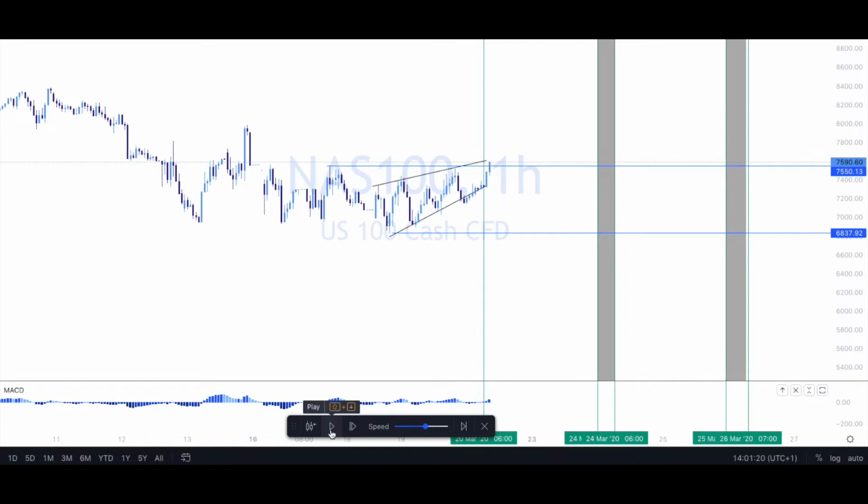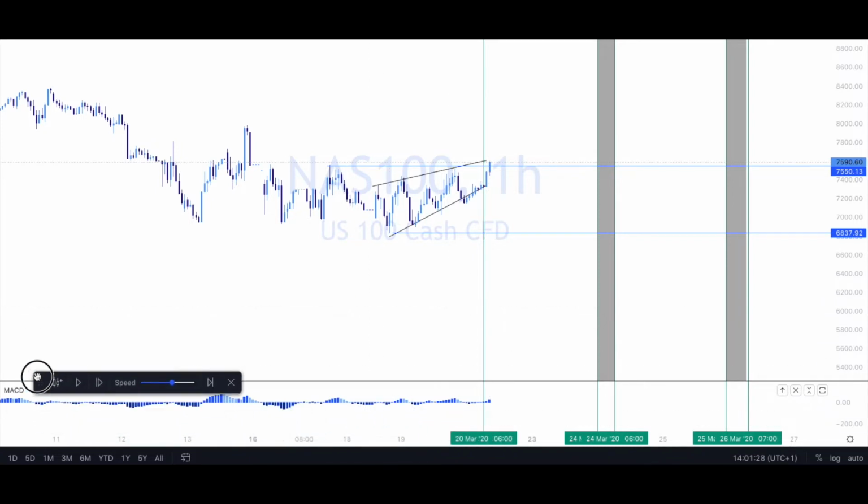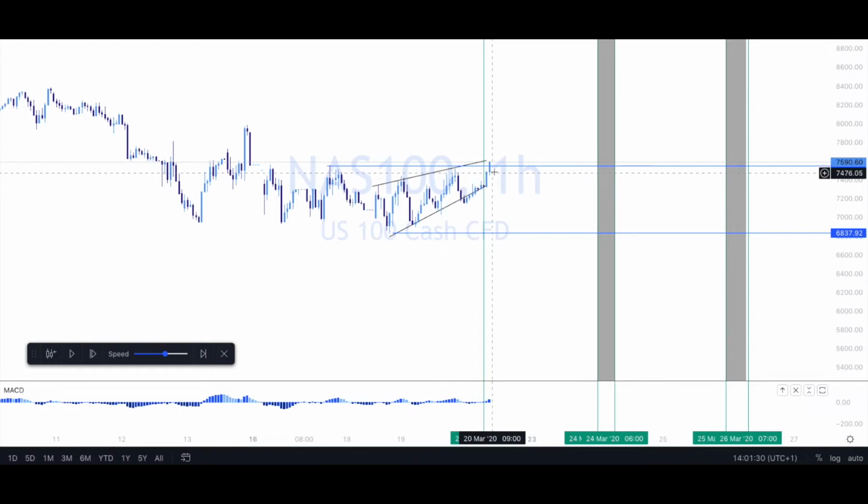Okay, so it's about 6 in the morning now. Well, it's probably about 7. Yep, so it's about 8 in the morning. Let's move this over here. So it's about 8 in the morning at this wick over here, and this is the top of that particular structure.